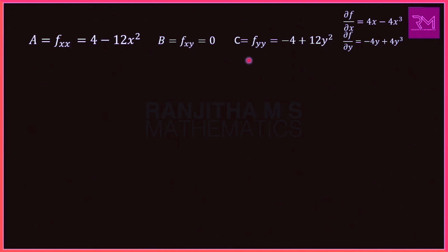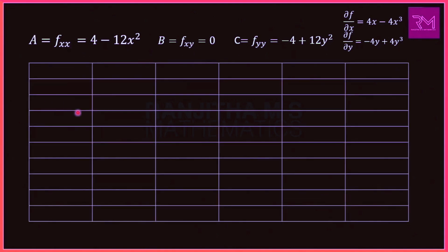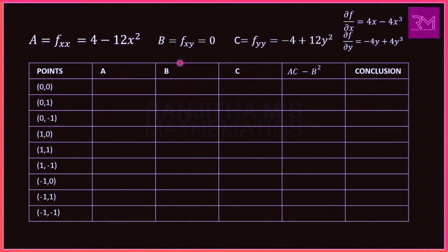After finding a, b, c values, we have to construct a table which contains 6 rows, and the number of columns depends on the number of points we obtain. Here, these are all the points. Here, the points are (0, 0), (0, 1), (0, minus 1), (1, 0), (1, 1), (1, minus 1), (minus 1, 0), (minus 1, 1), (minus 1, minus 1). Here, we have to check the extreme value for all the points.